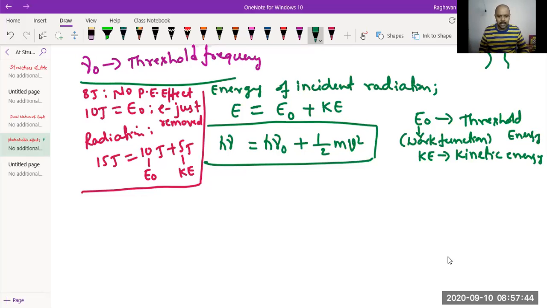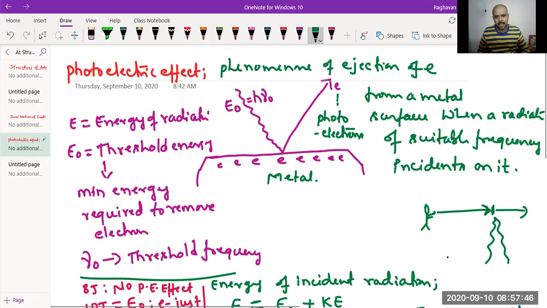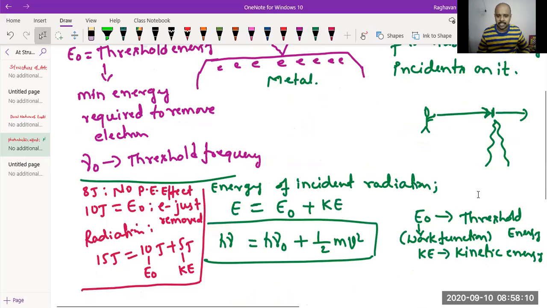Is that okay? So later, see, this phenomenon was first observed. Later, Einstein gave the explanation for photoelectric effect using Planck's quantum theory. Incident radiation will have some energy h nu. A part of the energy is absorbed to remove the electron. The remaining part of the energy is imparted to the electron as kinetic energy. So this is basically Einstein's explanation.